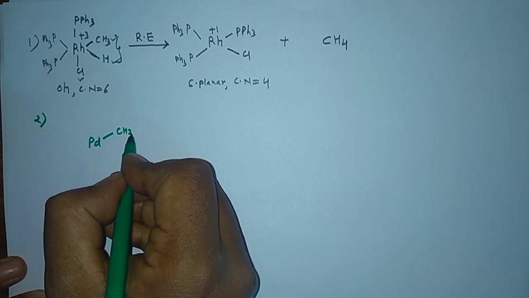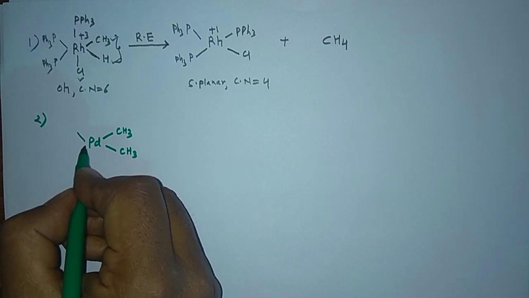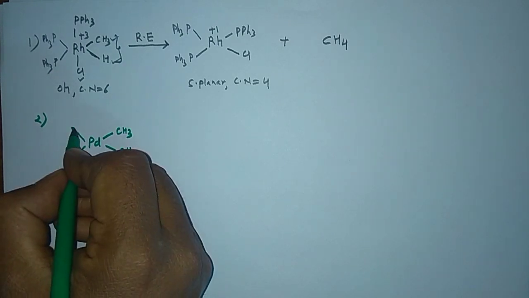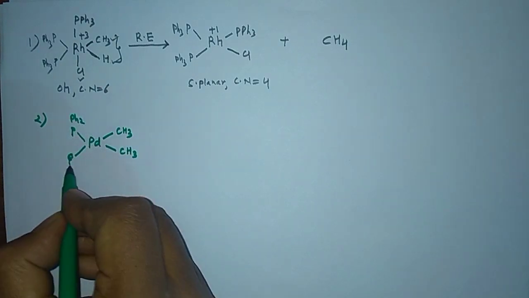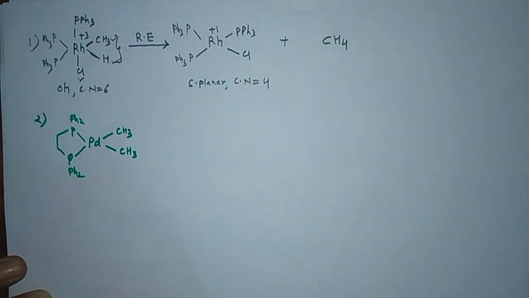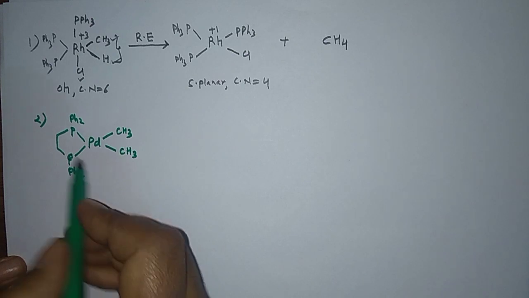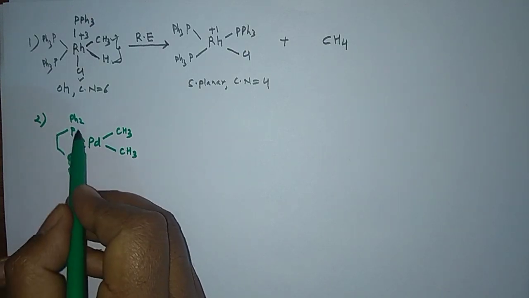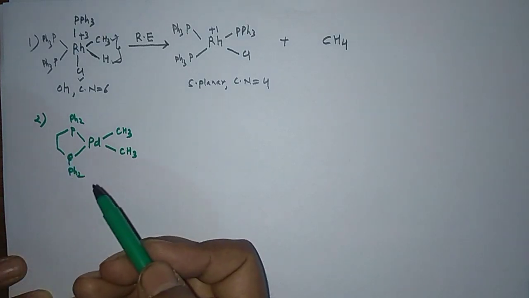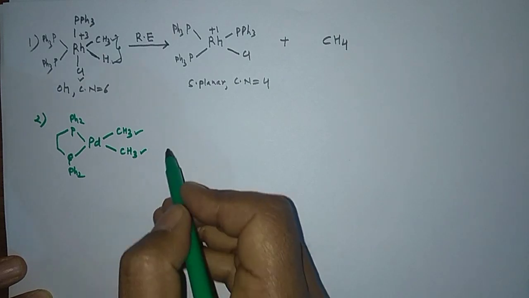So I am putting my CH3 here and another CH3 here. And then this is phosphorus, with a diphenyl type of group, and this is carbon, this is carbon. This is the chelate one, so it is very difficult to remove it during the elimination reaction. Extra stability is there. Now we have to check the cis relationship. Only these two methyl groups have the cis relationship.